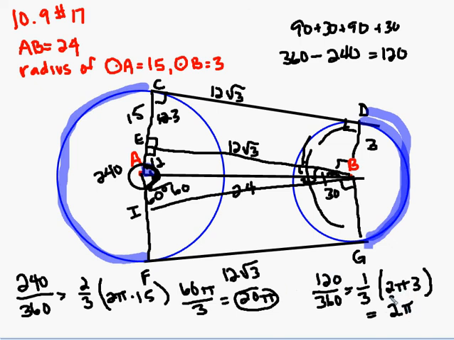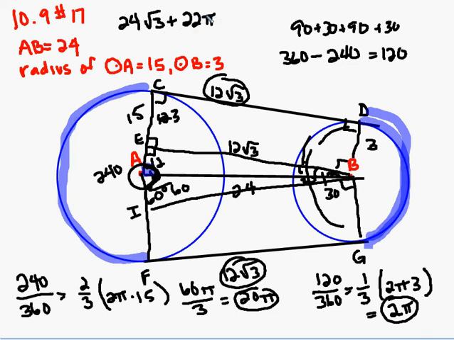So now all I have to do is add my values together. 2 pi plus 20 pi is 22 pi, and then I have 12 root 3 plus 12 root 3 is 24 root 3. So my answer ends up as 24 root 3 plus 22 pi. In this case, it's going to be centimeters, but we've just been dealing with units. And there's your answer.